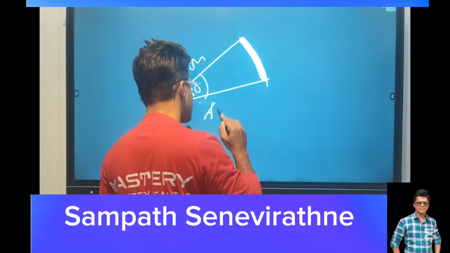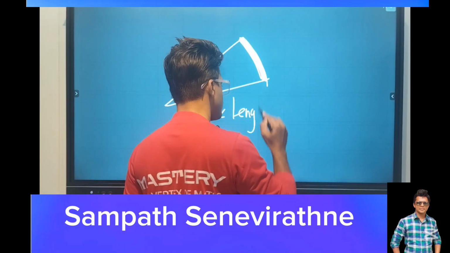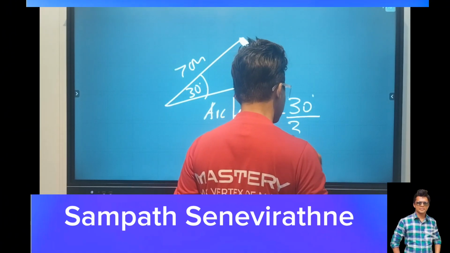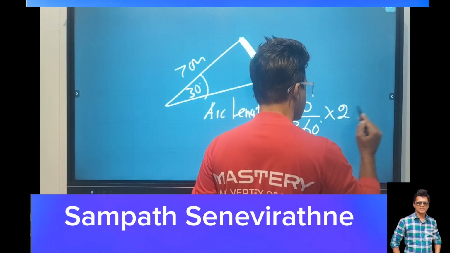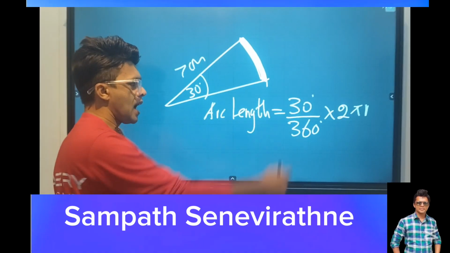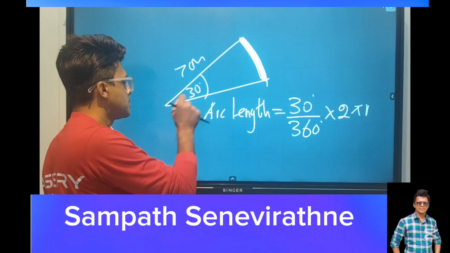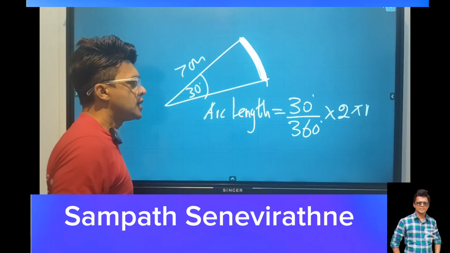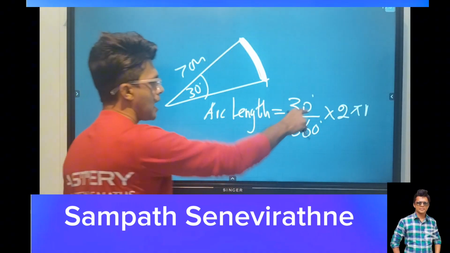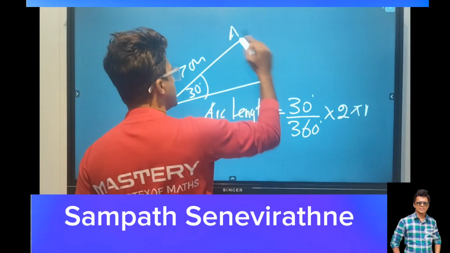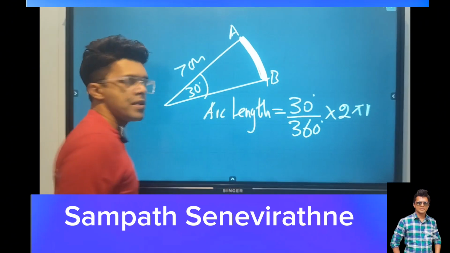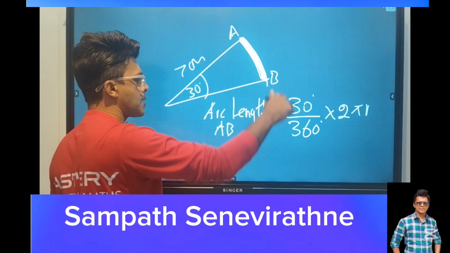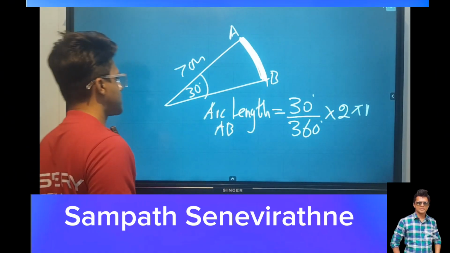Arc length equals 30 degrees over 360 degrees times 2 pi r. Why did I write here 30 degrees? The reason is the angle at this center, this angle is 30. Therefore I wrote here 30 degrees. The arc length AB can be taken using this expression.